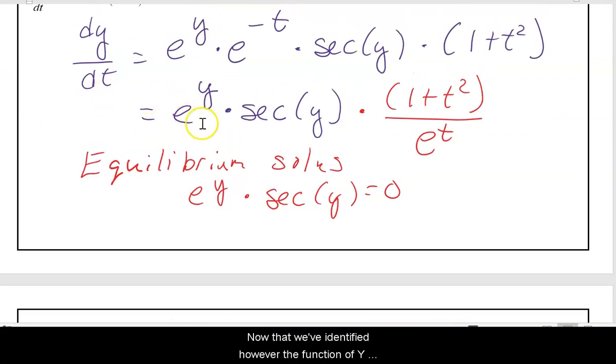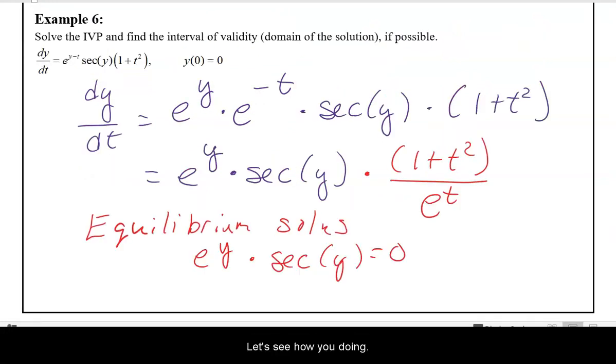Now that we've identified the function of y and the function of t, let's separate them and integrate. Pause the video, work out the integrals, then turn the video back on to check your answer. Let's see how you did.